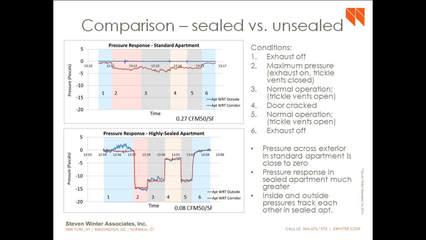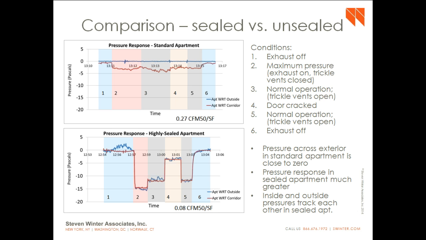By contrast, if you look at the apartment below, the highly sealed apartment, if you do anything in that apartment, the pressure changes. So look what happens when you turn the fans on and close the trickle vents. The pressure goes all the way to -15, but when you open the trickle vents, it raises to -12, and that's the normal operating pressure of this apartment.